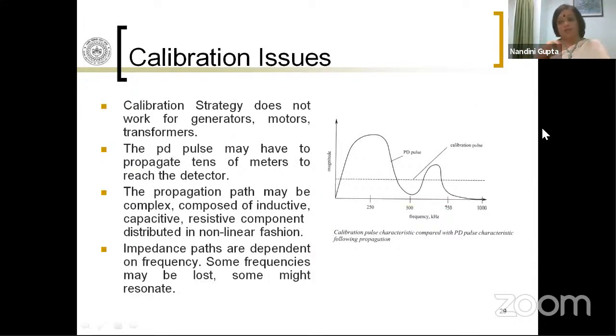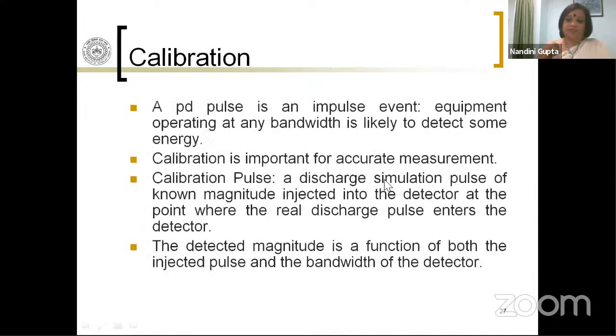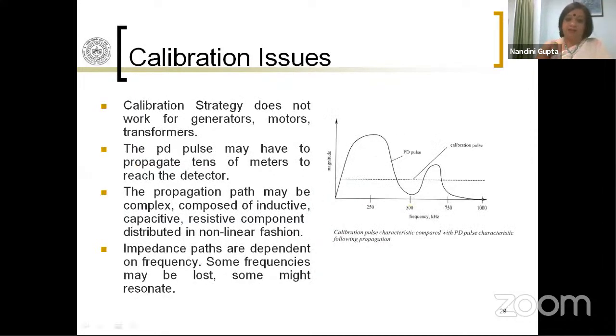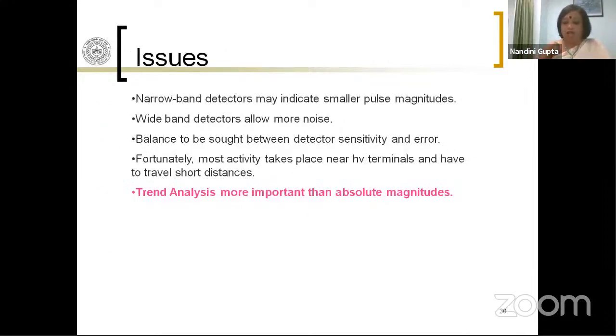When I was talking about calibration, I told you that calibration depends upon the injected pulse. So you have to inject a pulse of typical nature. It depends upon the bandwidth because you have to decide which frequencies you are measuring. And apart from the bandwidth, there is also the issue of path. The PD pulse may have to travel a large distance before it reaches the detector, and as it travels through a large insulation, it may suffer attenuation as well as dispersion. Attenuation means its magnitude may be reduced because of the dissipation of energy along its route.